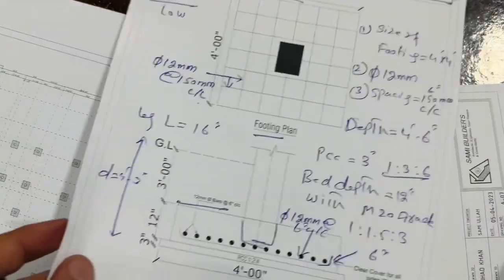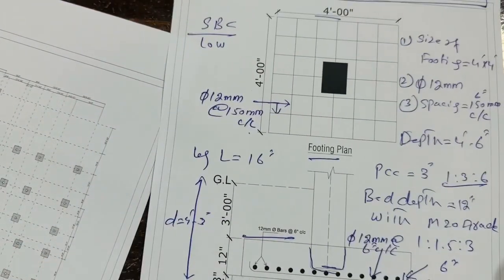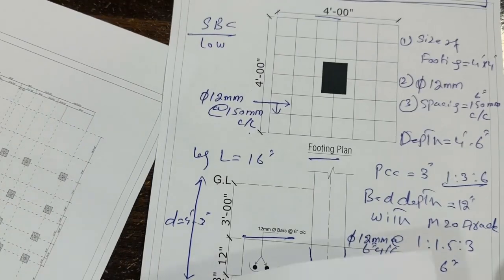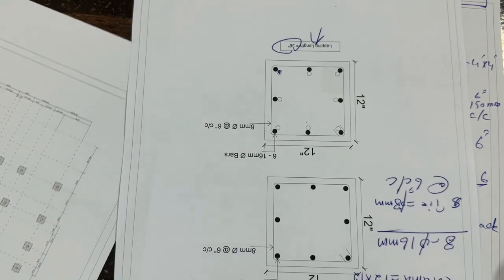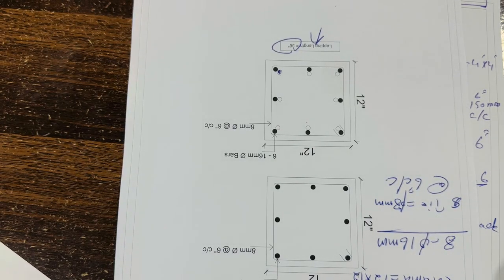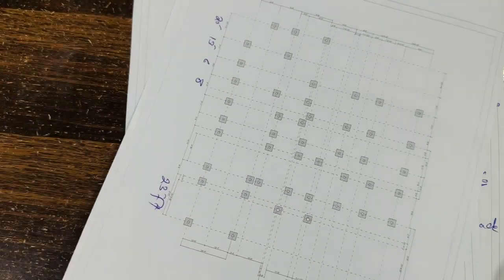So what I have discussed in front of you: first of all, the size of the footing and its steel reinforcement for a double story building, especially for a residential one where bearing capacity was very low. This is the size of the column, 12 by 12 inches, with 8 bars here. The dia is 16 millimeter, and this is the layout plan.